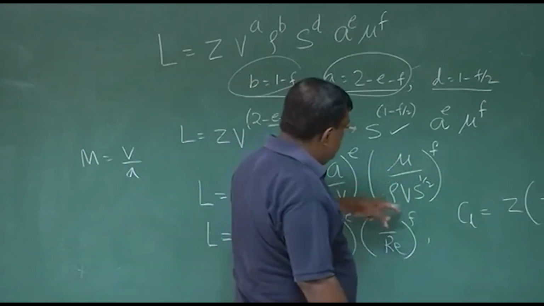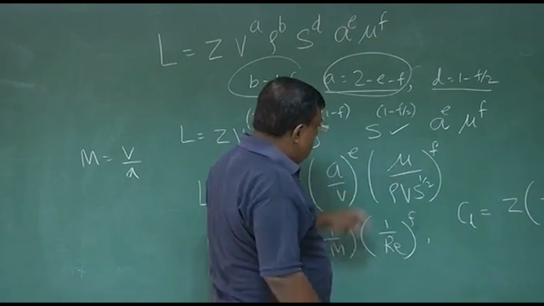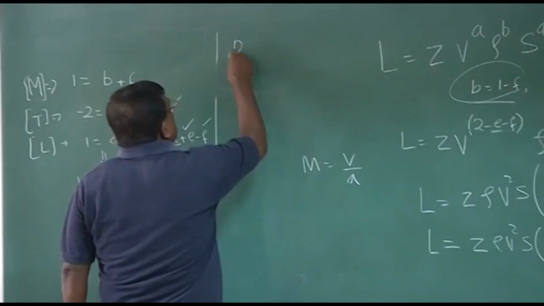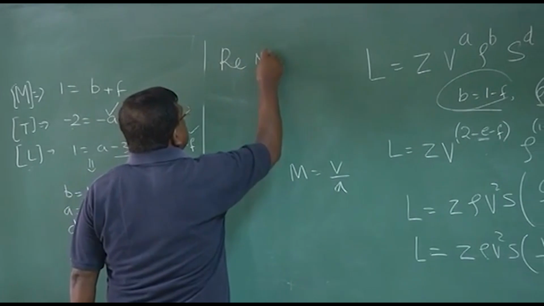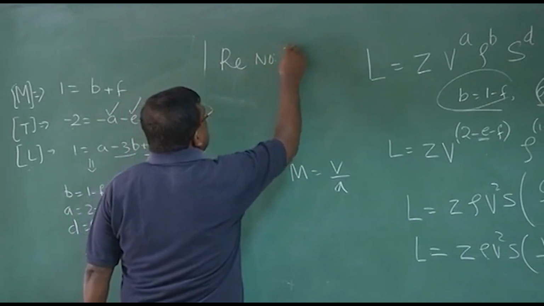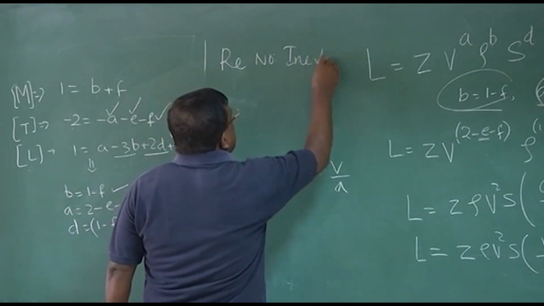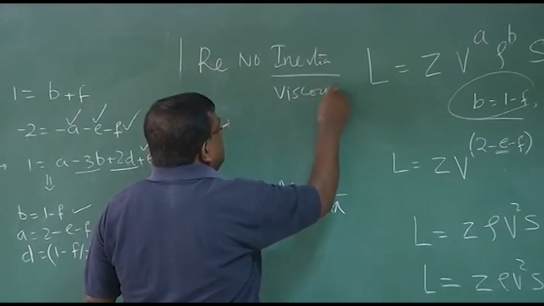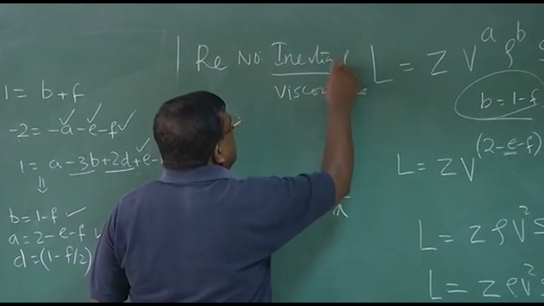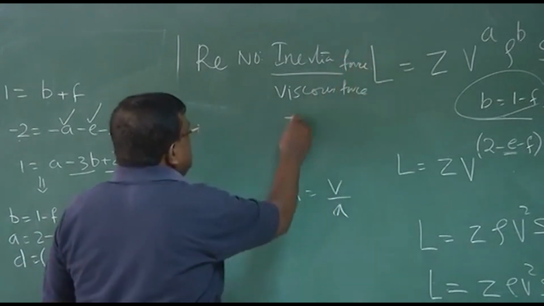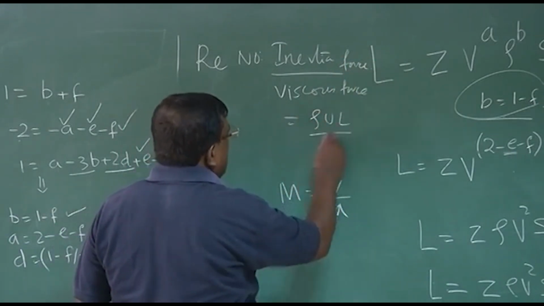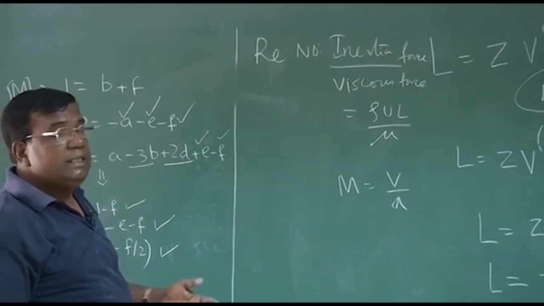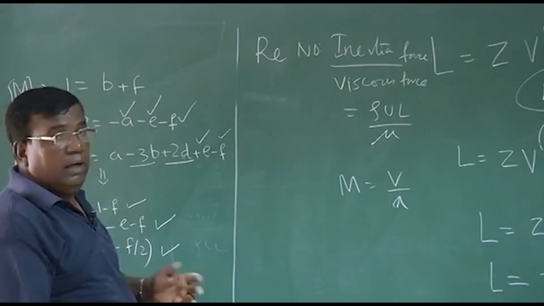And this term, see, this is 1 by Reynolds number. Okay? Let's see Reynolds number. Typically it is the ratio of inertia force versus viscous force, which can be shown to be rho U L, where L is the characteristic length, divided by mu, the coefficient of viscosity.